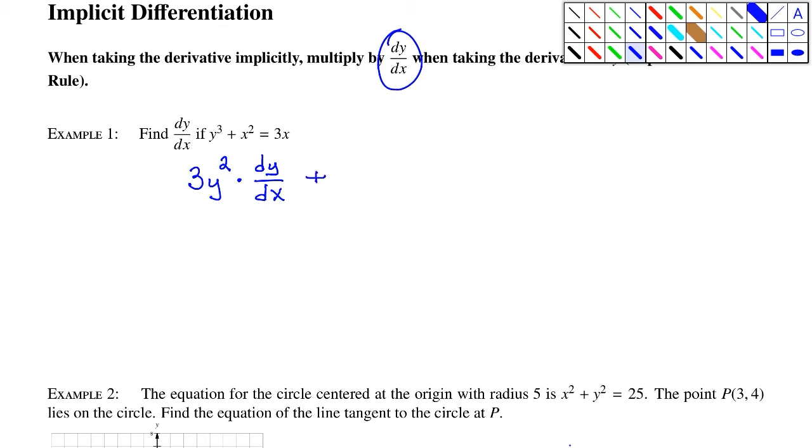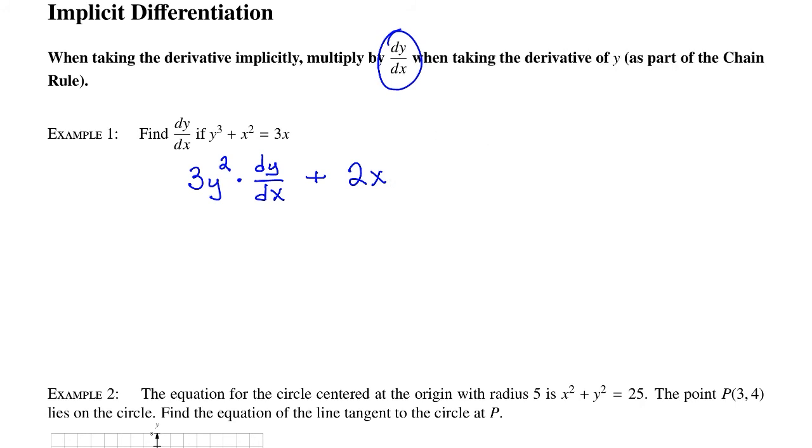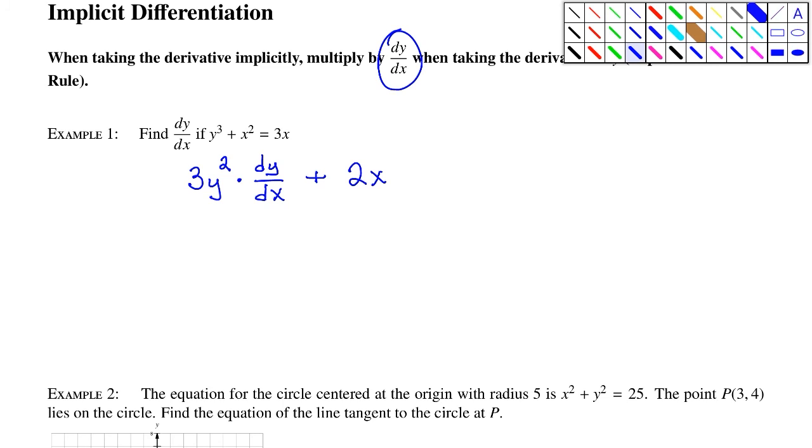Plus, the derivative of x squared is 2x. Now notice that we don't write anything after this. We're taking the derivative with respect to x. If we were to write something that indicates we took the derivative of the x, it would be dx/dx. But that's the change in x divided by the change in x, which is just 1. So we don't write that. We just leave that piece alone. And that's equal to the derivative of 3x, which is just 3.